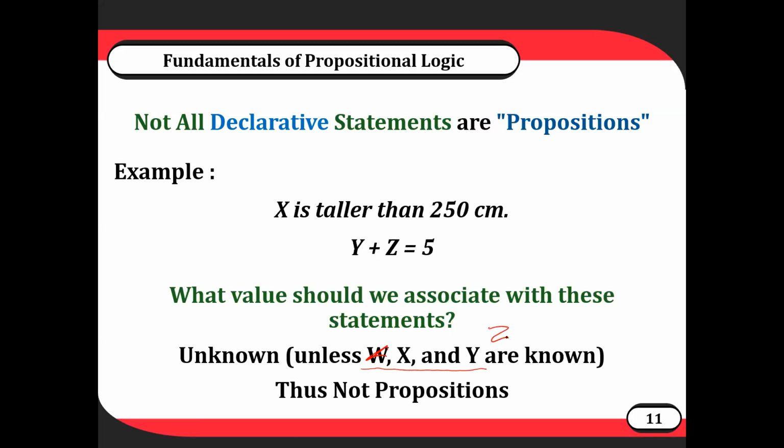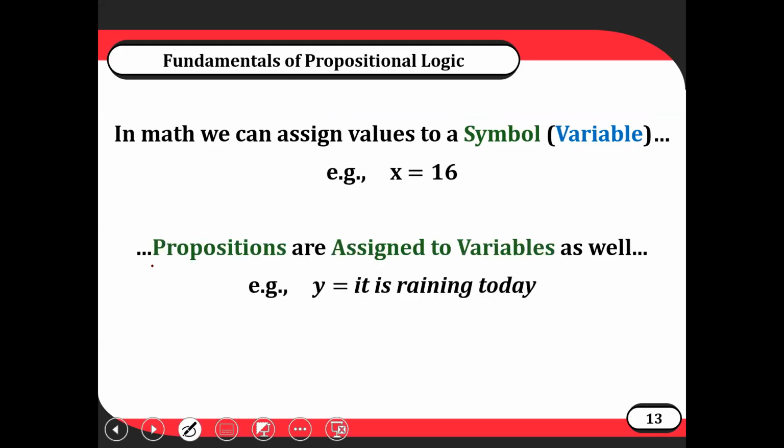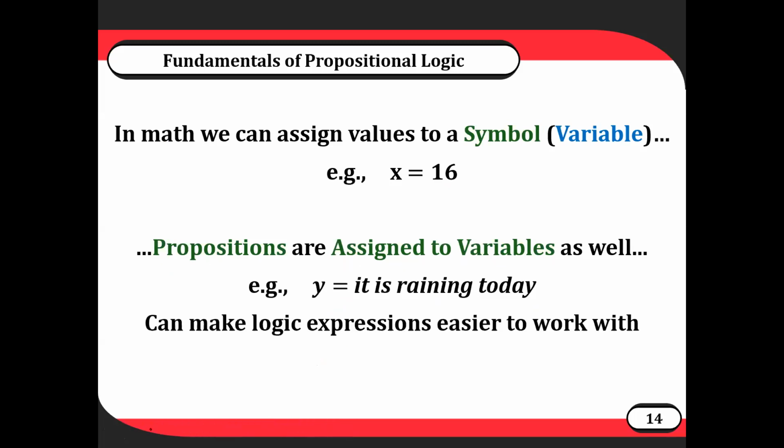But we'll get a little bit into working with variables in the next few lectures. In math, we can assign values to a symbol, a variable. For example, we can assign the value of 16 to the variable x. If you've programmed at all, you'll know that variables are very common in programming, and we assign them values and work with them. So in math, we have that same concept. And propositions can be assigned to variables as well. Since propositions contain values, we can say y equals it is raining today. So it contains that proposition, and it just makes it easier to work with. If we say y, what we actually mean is it is raining today, and we can assume that y has the value that it is raining today has, either true or false. So we use variables to make logic expressions easier to work with.